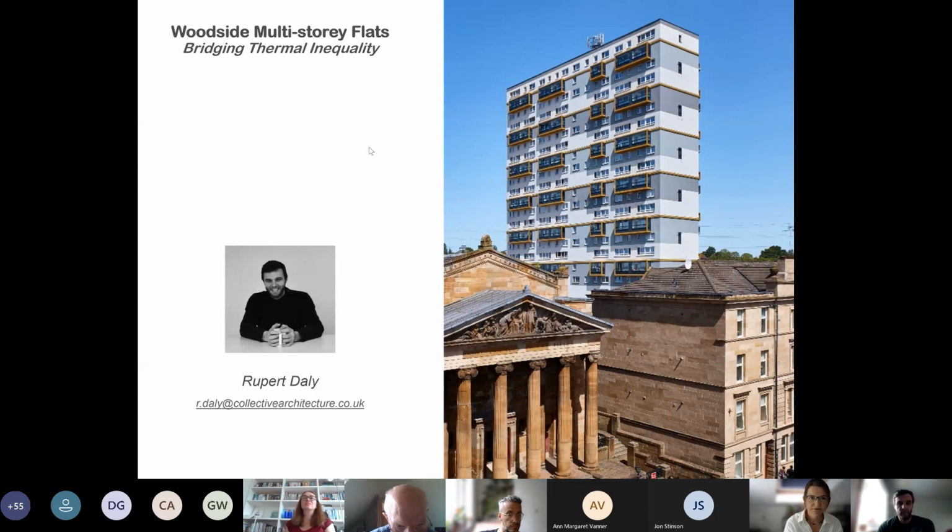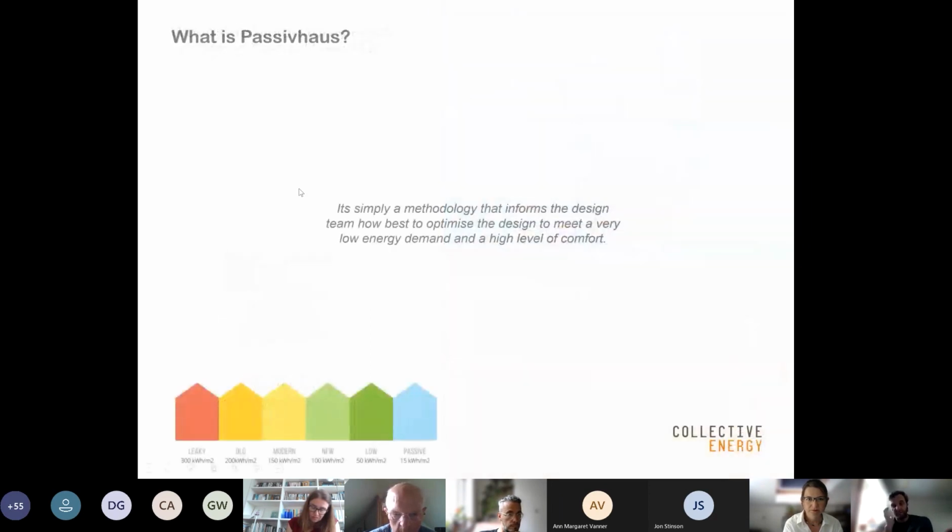Okay, so Woodside multi-storey flats in Glasgow. Next slide. Starting with why we've gone down Passive House. There were a number of reasons, but fundamentally what it means to the design team is it allows us to engage with the building design and have informed discussion with the client and the design team around how best to optimize the energy efficiency of the building to achieve low energy demand and high levels of comfort for the residents.